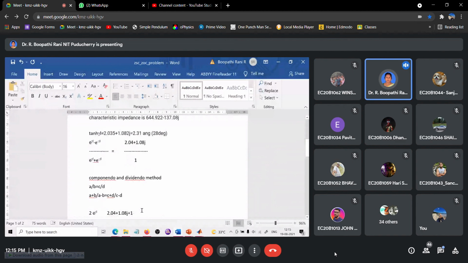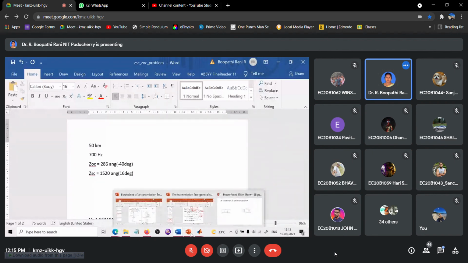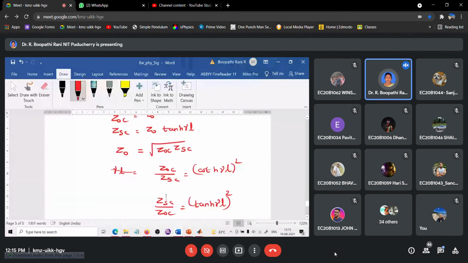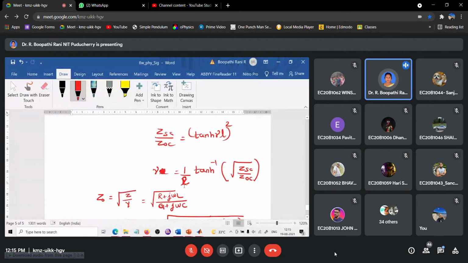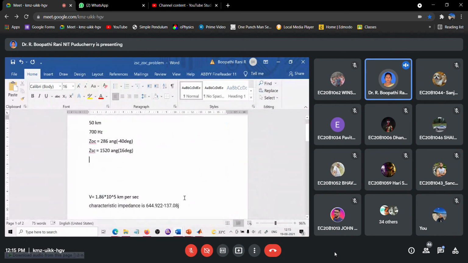You need to find, initially, Z naught and the propagation constant. So you know the expression for Z naught. Z naught is the square root of ZOC times ZSC. ZOC and ZSC are given, so you can calculate Z naught. Then the propagation constant is 1 by l tanh inverse of root of ZSC by ZOC. So calculate the propagation constant. Then afterwards, you need to find the R, L, C, G values.